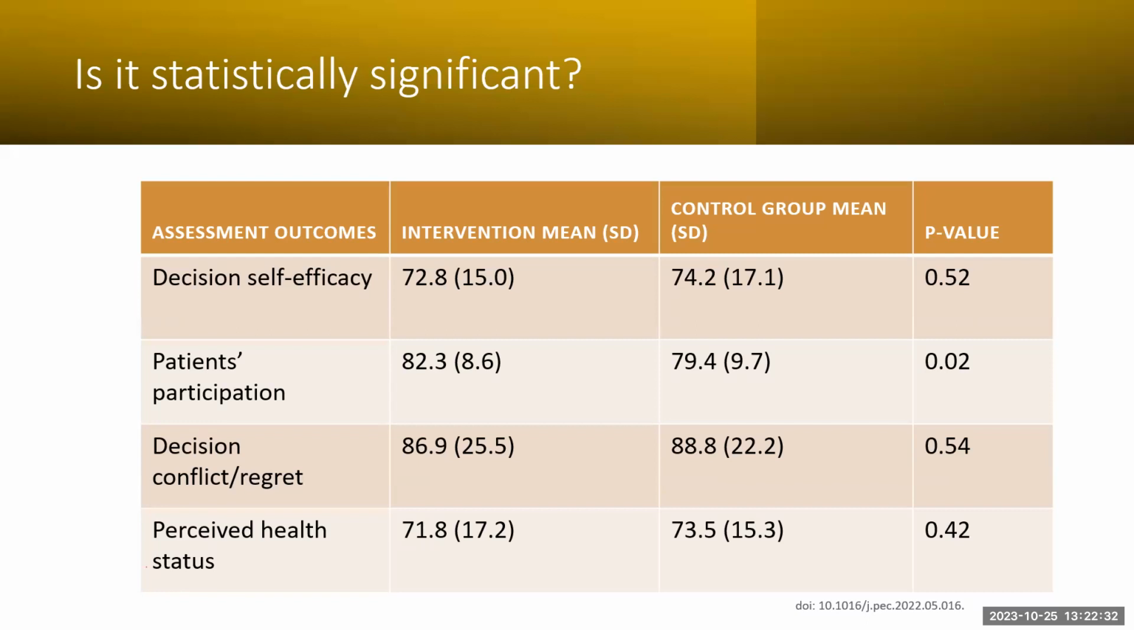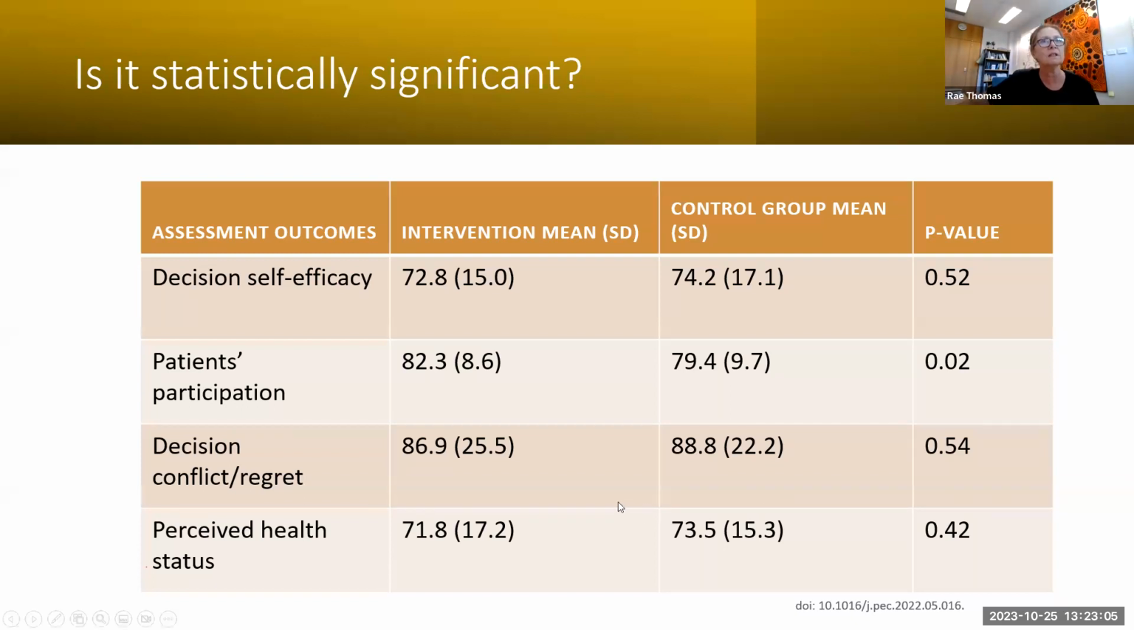But in a p-value, what assessment outcome then is statistically significant according to the p-value? Which one? Patient's participation. And why do you say that, Carol? Because it's less than 0.05. Yep, less than 0.05, right? So that's going to tell you that that particular patient participation looks like it's statistically significant. Are there any other ones that are statistically significant according to the p-value? No. Nope, I don't think so either. None of the others are less than 0.05.